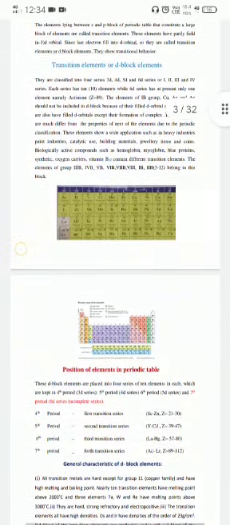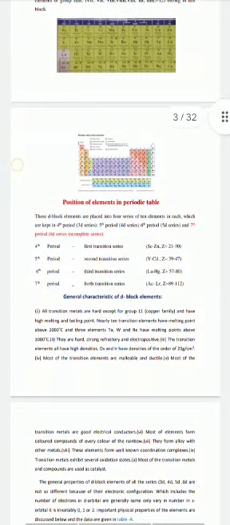Position of elements in the periodic table. These d block elements are placed into four series of 10 elements each, which are kept in the fourth period, 3d series; fifth period, 4d series; sixth period, 5d series; and seventh period, 6d series, in complete series. Fourth period, first transition series, Sc to Zn, atomic number 21 to 30.